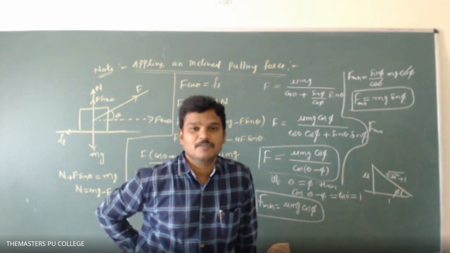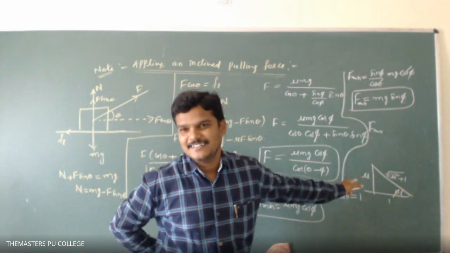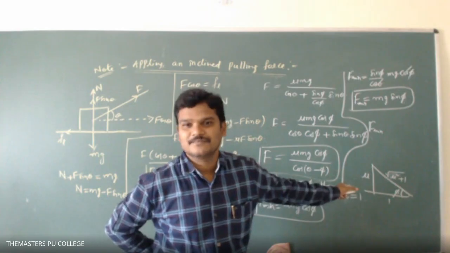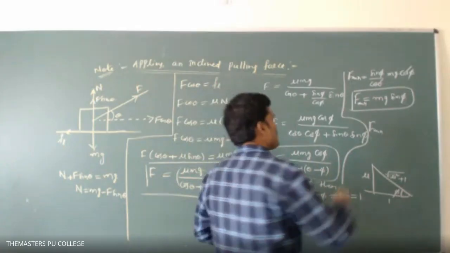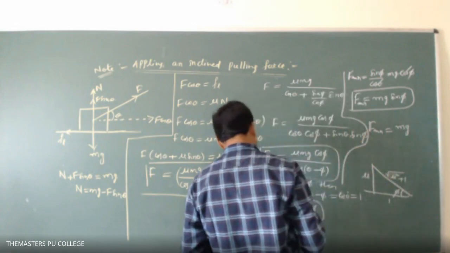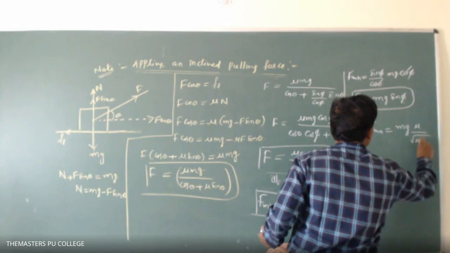Slowly extending the formulas now. Is it correct? Then what is sin phi from this diagram? Mu by root of mu square plus 1.